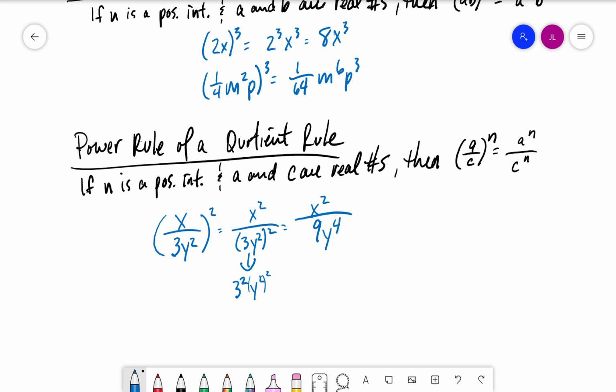Okay, let's look at another instance where we could use this. Let's look at 2 over x, cubed. Again, we can rewrite this as 2 cubed over x cubed, and we know that's 8 over x cubed. So this is the power rule of a quotient rule, and we looked at the power rule of a product rule earlier. Hopefully this helps you with what we're doing in these two cases.